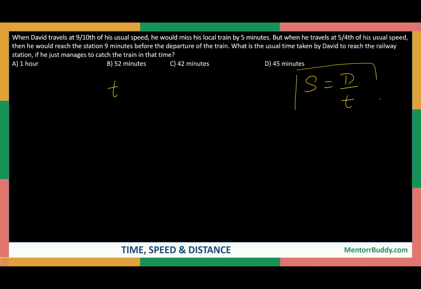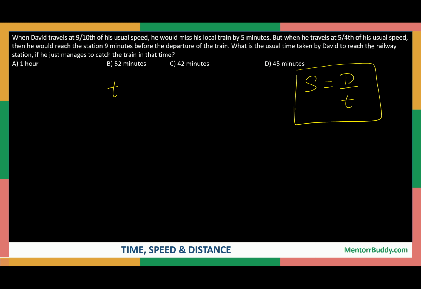And see, he is traveling from where? He is traveling to catch the train from the same place. It means the distance in both cases is the same, and speed is inversely proportional to time when distance is constant. So what will happen when he is decreasing his speed? The time will increase. If he is increasing his speed, then the time will decrease. That is, speed and time are in reverse ratio.